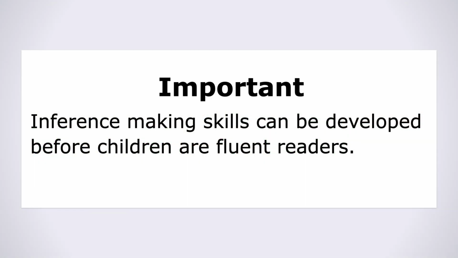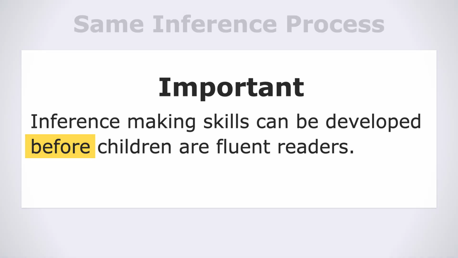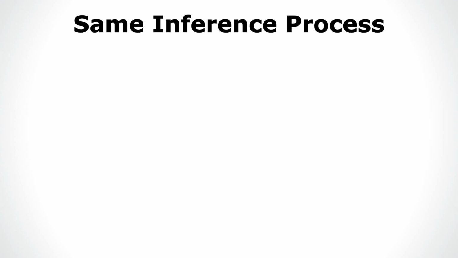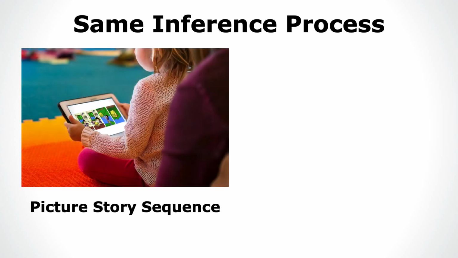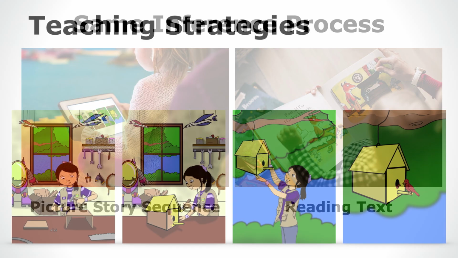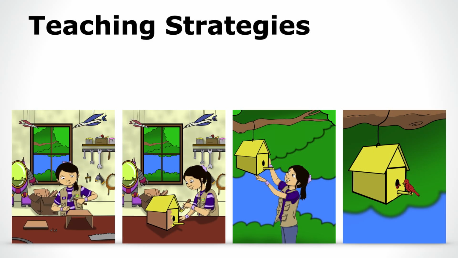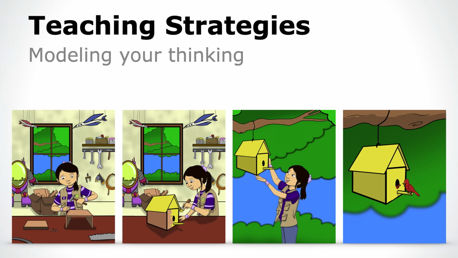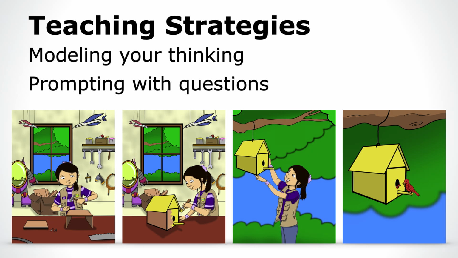What's particularly important for you to know is that inference making skills can be developed before children become fluent readers. Research tells us that when children look at picture story sequences, they can engage in the same inferencing processes as when they read text. To help children make inferences, you can use two effective strategies: modeling your thinking and prompting with questions.